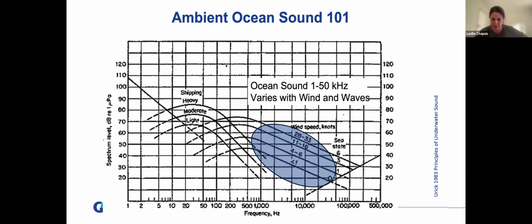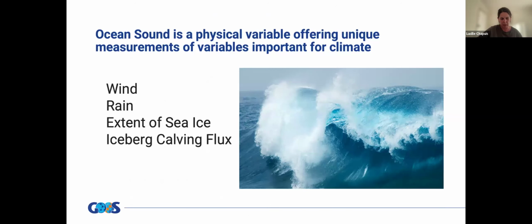So on this plot, you see the spectrum of the underwater sound recording of the wind and the sea state. And you can see that the sound is higher, it's more intense for higher wind speeds and higher sea state. So we can correlate these types of variables together. Next, please. So therefore, it's not only useful to measure the biological activities, but also important physical variables that are very important for climate monitoring, like the extent of sea ice, for example, or the iceberg calving flux. Next.